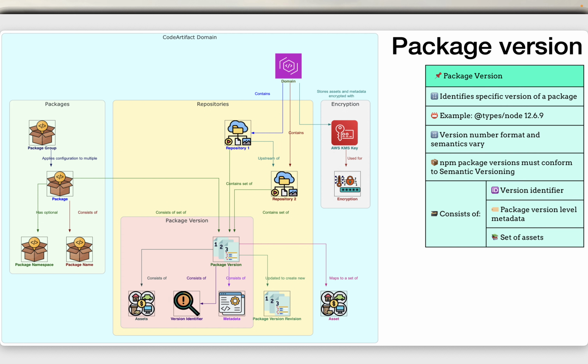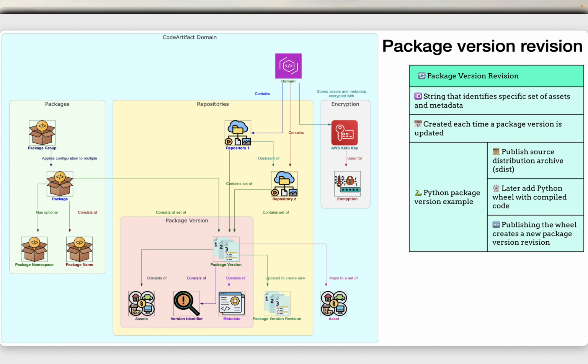Okay, next is package version. A package version identifies the specific version of a package, such as @types/node 12.6.9. So in case of Node, we have the version also. The package number, format, and semantics vary for different package formats. For example, npm package versions must conform to the semantic version specification. In CodeArtifact, a package version consists of the version identifier, package version level metadata, and a set of assets.